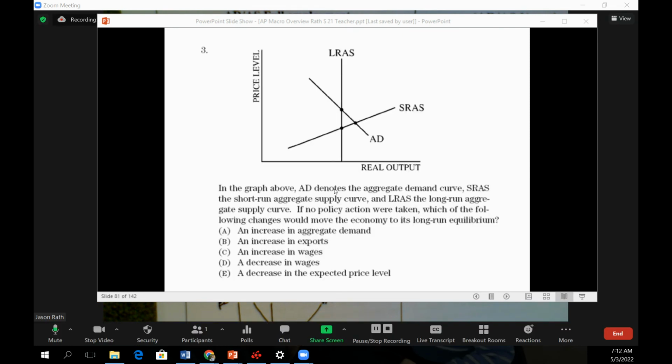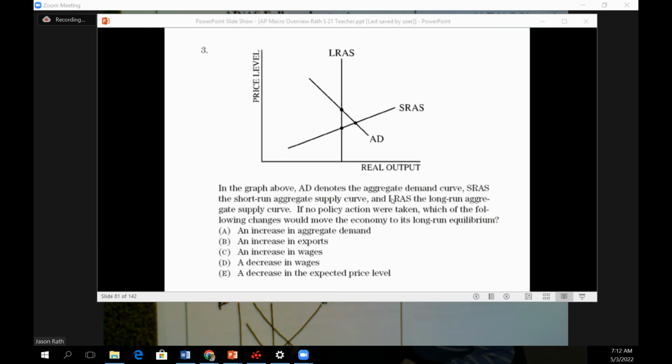I had this right here, and the graph above, aggregate demand denotes the aggregate demand curve, the short run aggregate supply curve, the long run aggregate supply curve. If no policy action were taken, which of the following changes would move the economy into the long run equilibrium? Okay, so we're here. What is this? Negative or positive output gap? Positive. Okay, so it's a positive.